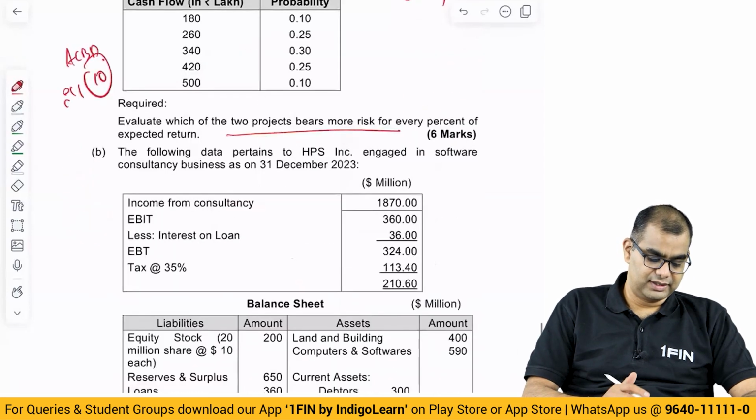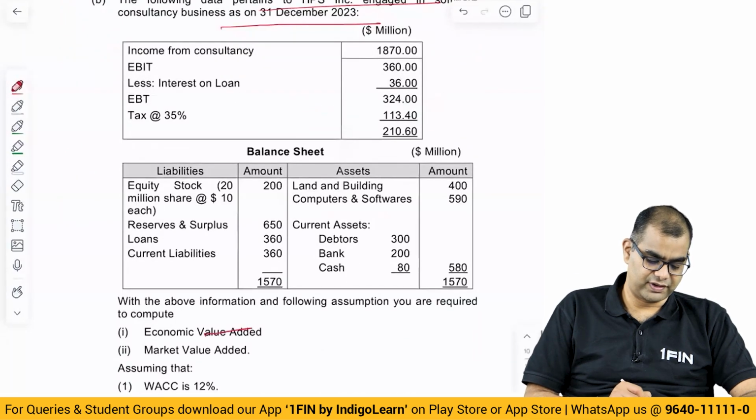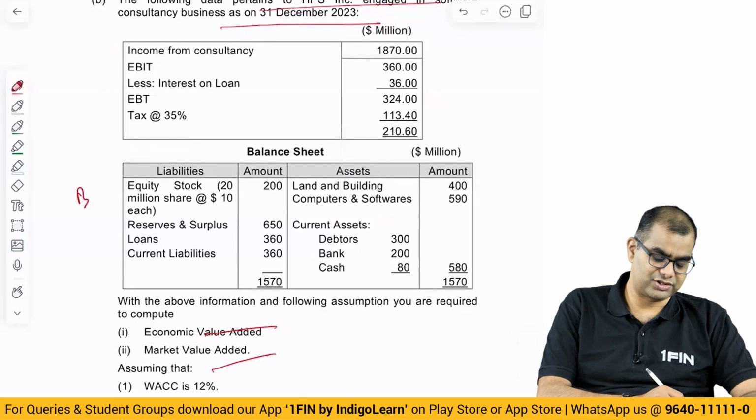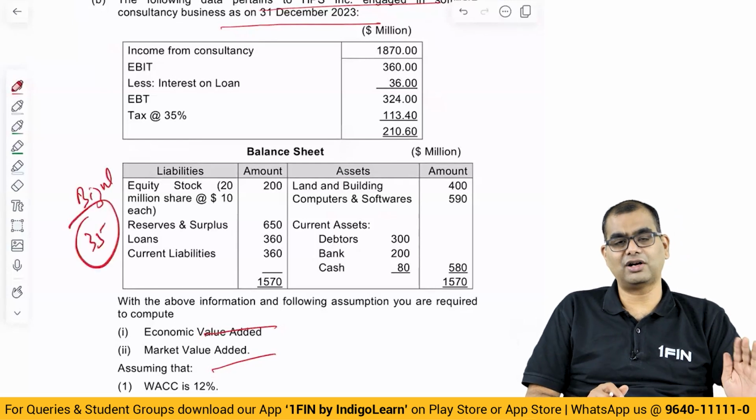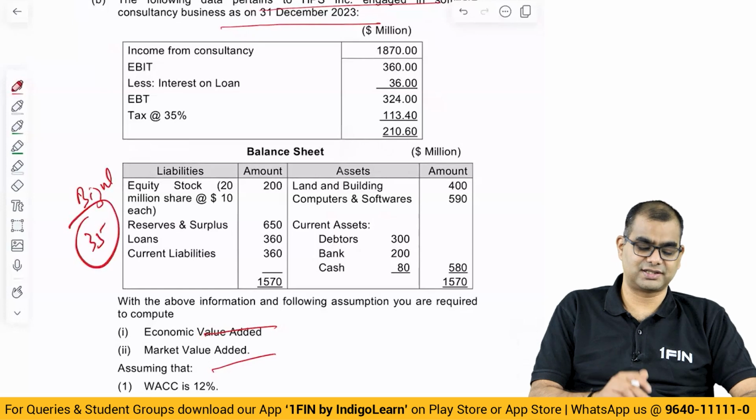Okay, then following data, HPS engaged in software consultancy business. They're asking to find out EVA and MVA. This is business valuation, illustration 35. So you tell me what has not come from P600 plus? Every single thing has come from P600 plus.